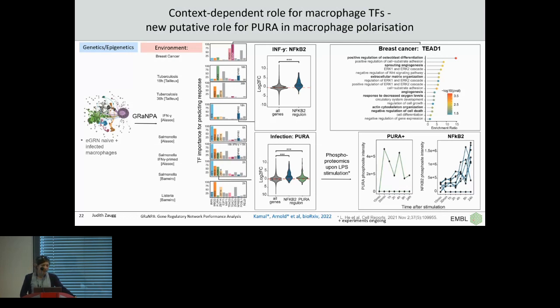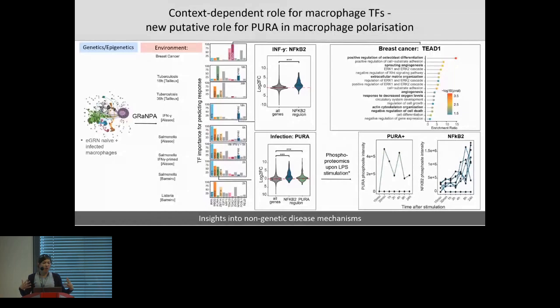So this is how we can get insights into the non-genetic disease mechanisms, if we can integrate the genetic variants from a disease and the environmental stimulations, for example, for infection or for disease-specific modifications.